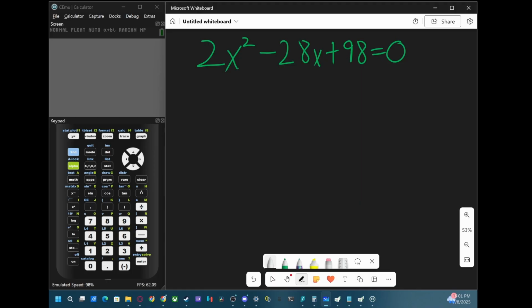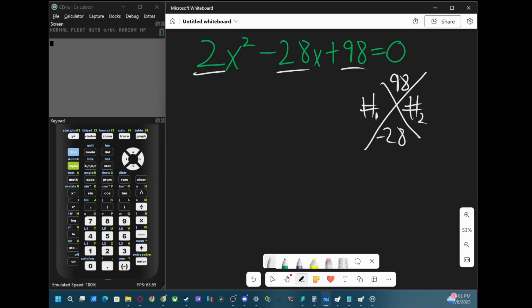Right. So this, remember, A, B, C term. Let's do our diamond. Negative 28, 98, number 1, and number 2. All right. Now, since we know that this is a negative, this is a positive, we know that both numbers will be negative.